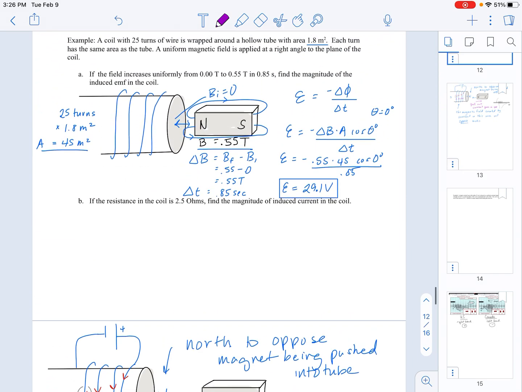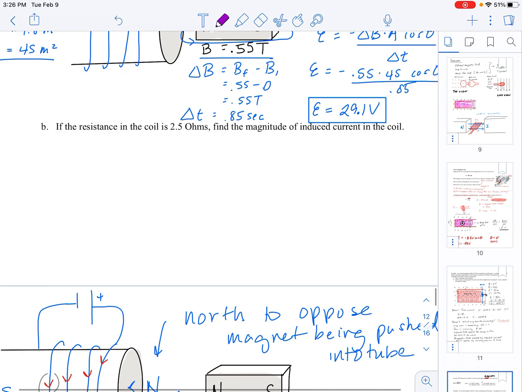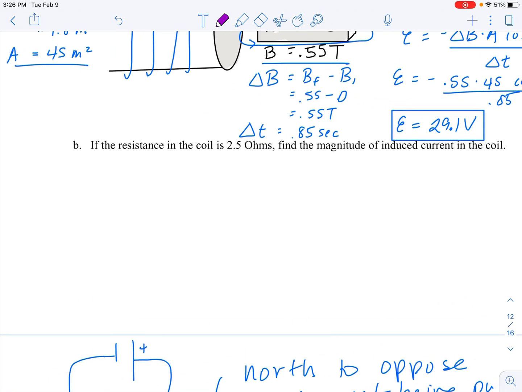All right, let's look at part B here. If the resistance in the coil is 2.5 ohms, find the magnitude of the induced current in the coil. Well, this is just an Ohm's law question. So we've got the 29.1 volts. We want the current, and the resistance is 2.5. So the current is 11.6 amps.